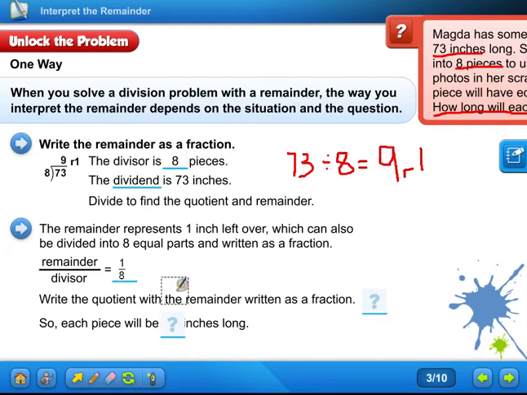Write the quotient with the remainder written as a fraction. 9 and 1/8. So if she split that whole piece up equally, she would have 9 and 1/8 inches. So each piece would be that long, and she would have nothing left over. All right, let's try the next one.